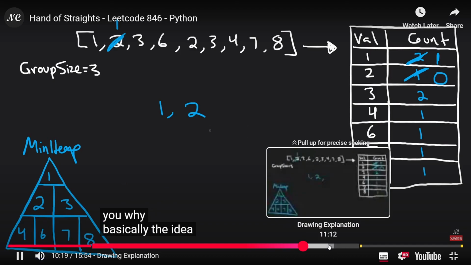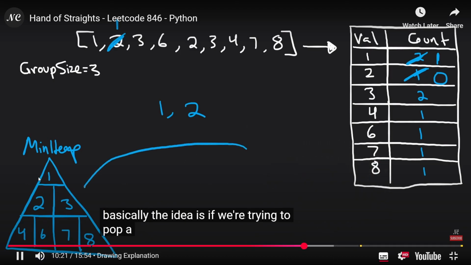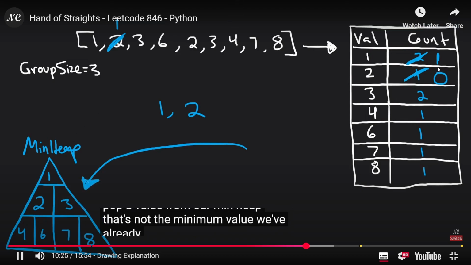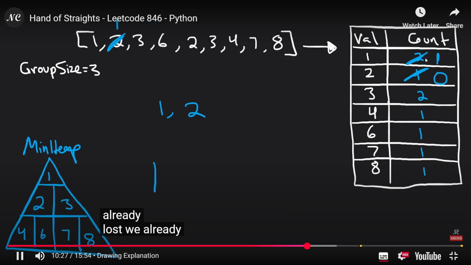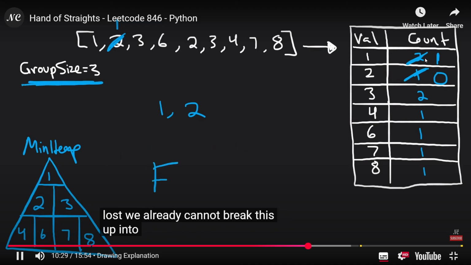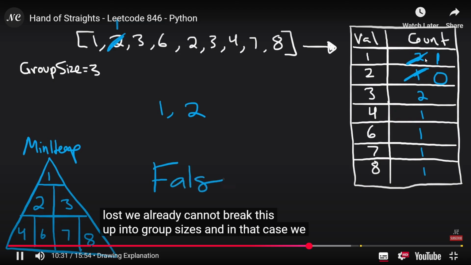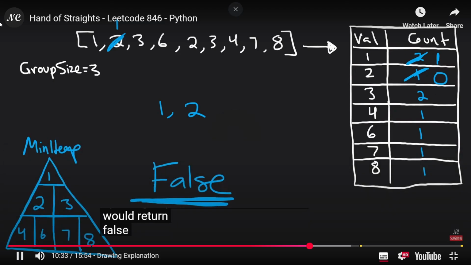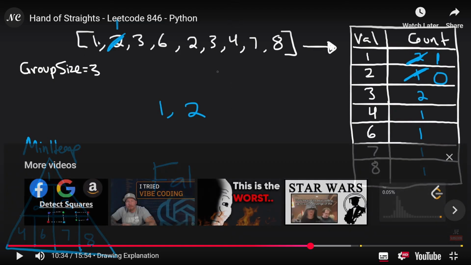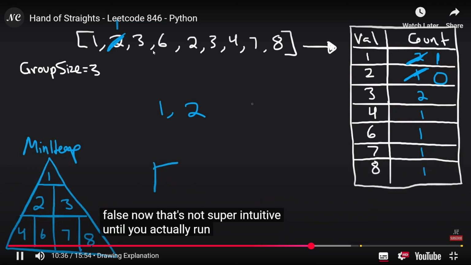Basically, the idea is if we're trying to pop a value from our min heap that's not the minimum value, we've already lost. We already cannot break this up into group sizes. And in that case, we would return false. Now, that's not super intuitive until you actually run through the example.